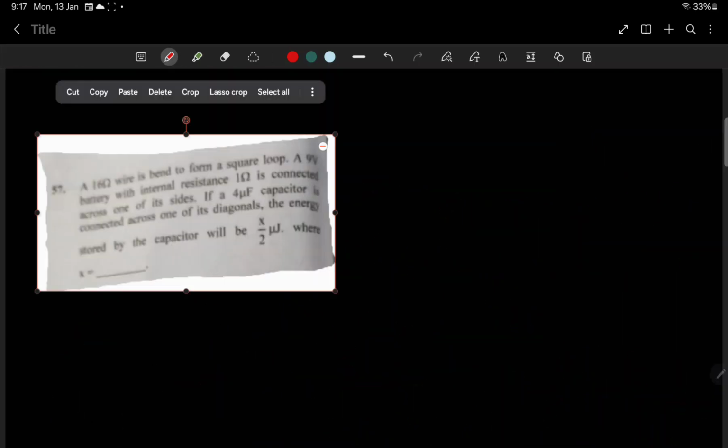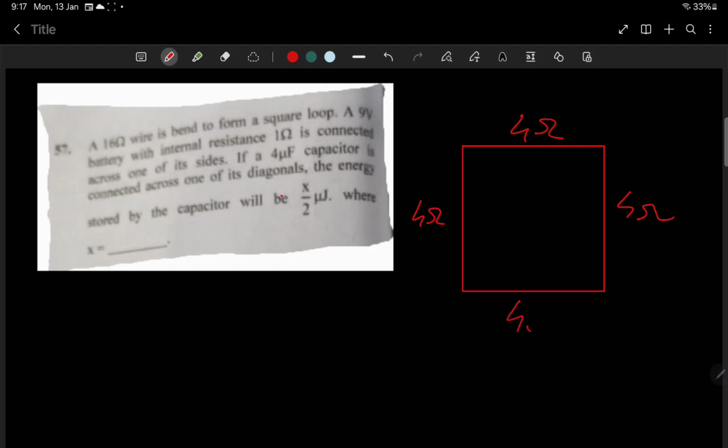Okay, this is the next question. A 16 ohm wire is bent to form a square loop. So we are having a square loop. It is 4 ohm per side. 4 ohm, 4 ohm, 4 ohm. Is bent to form a square loop. A 9-volt battery with internal resistance 1 ohm is connected across one of its side.